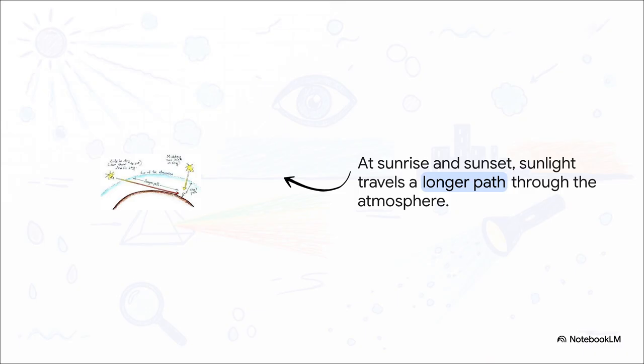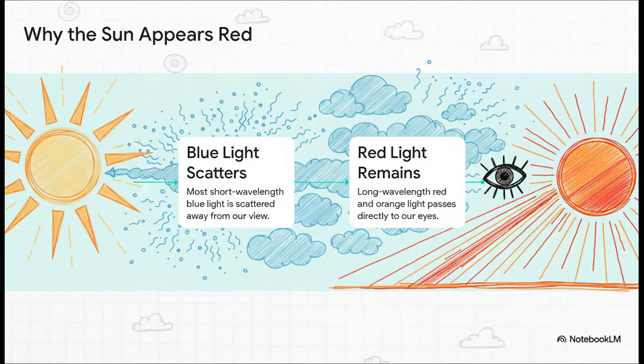But during sunrise or sunset, the sun is near the horizon, so its light has to travel through a much thicker layer of the atmosphere to reach our eyes. Now, because of this longer journey during sunrise and sunset, almost all of the blue light gets scattered away. It gets lost before it can even reach our eyes. So the only colors that manage to travel all that distance are the ones with longer wavelengths, which are red and orange. And that is what we see.